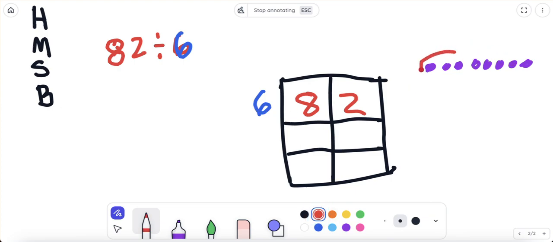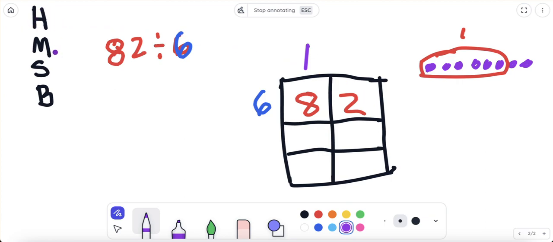So we have all the way here. That's 1, 2, 3, 4, 5, 6. So that's one set because we don't have enough, so we have to stop here. We have one set. The one set goes on top of the 8. So we're done asking how many.